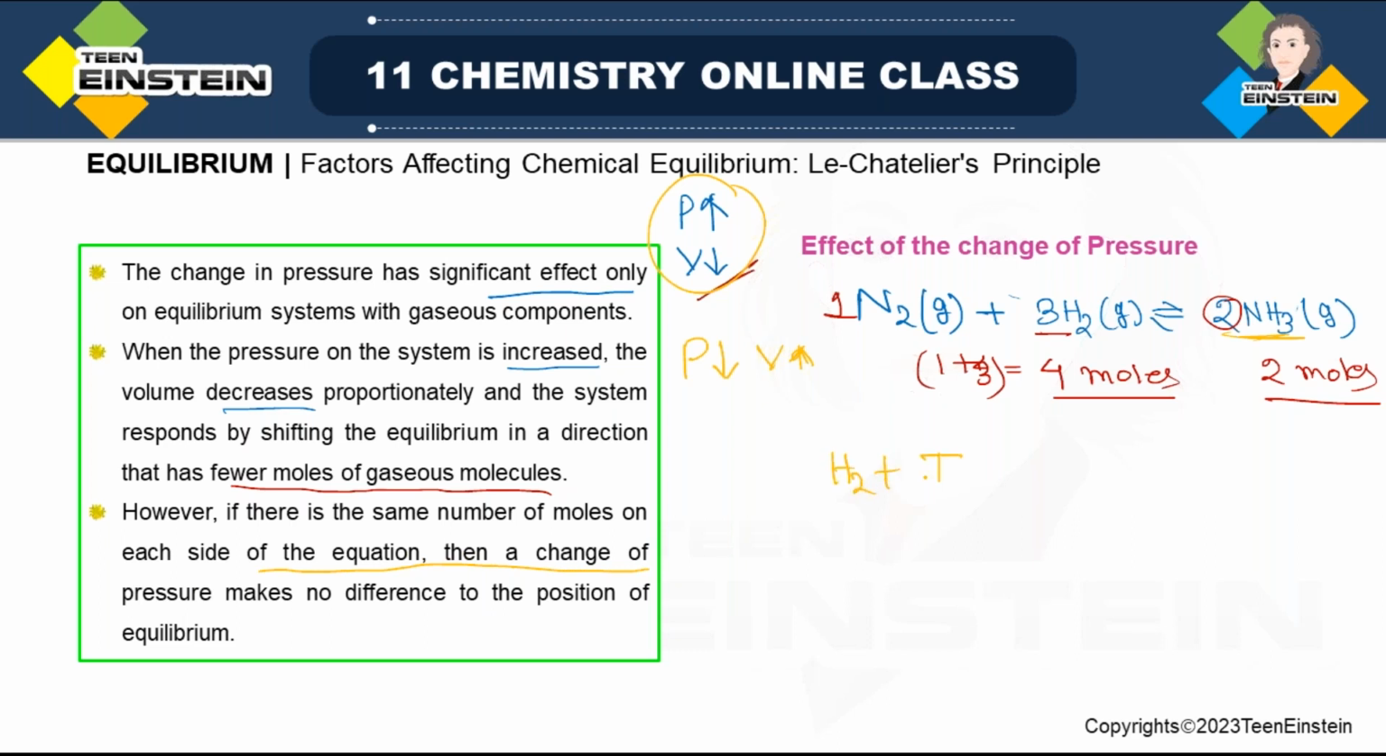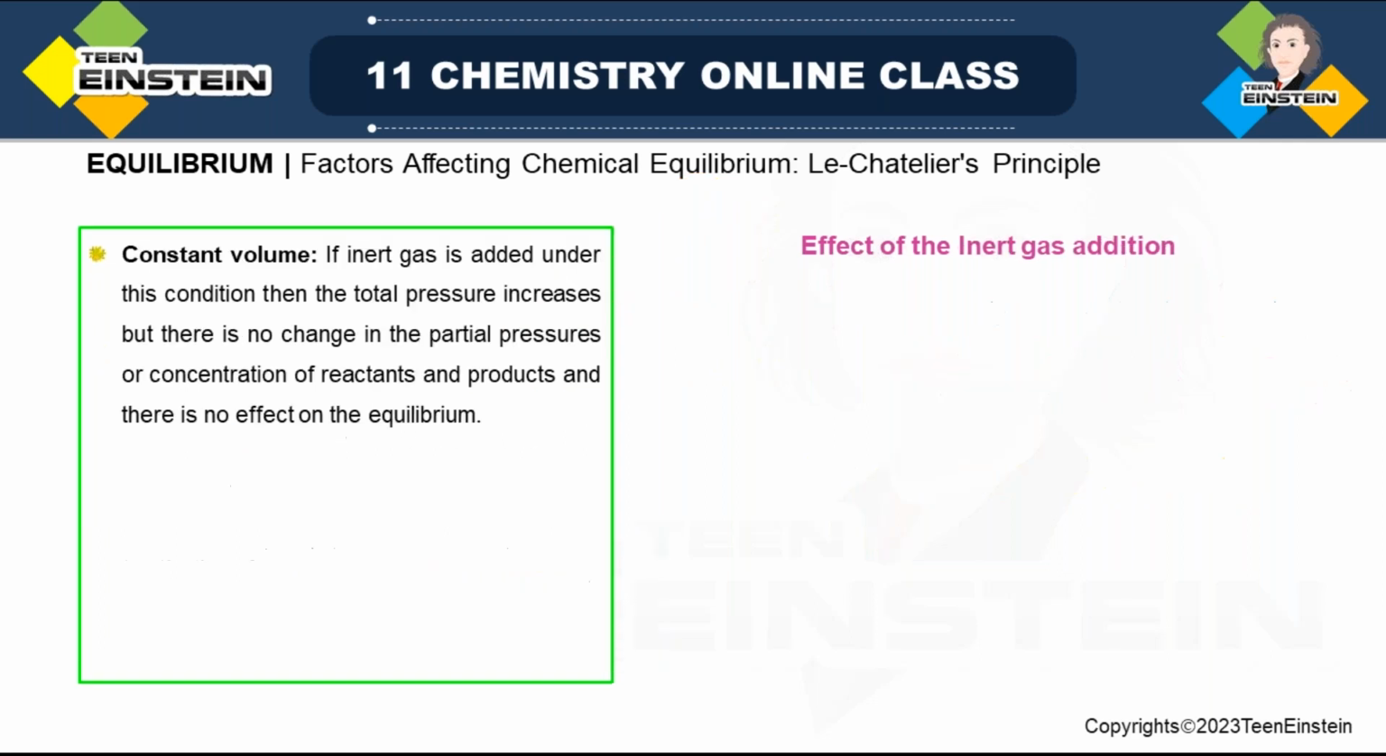This example we have already seen. All these are basically gaseous. So in this case, the number of moles involved on the right hand side is 2, and on the left hand side it is also 1 plus 1, that is 2. So both sides it is the same. So there will be no effect. Increase of pressure or decrease of pressure will not affect chemical equilibrium. Fine.